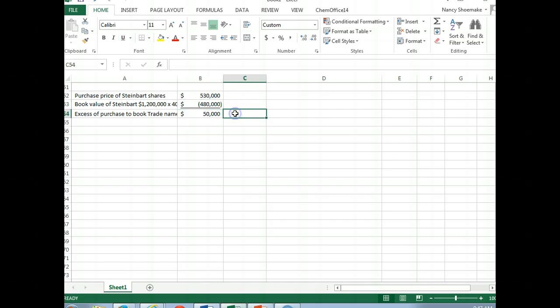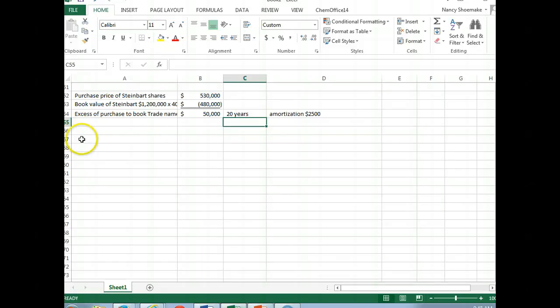So we're going to amortize this 50,000. 50 divided by 20 years is going to give us basically amortization of $2,500 a year. Okay? So that is the amount we're going to need to reduce into the investment account.